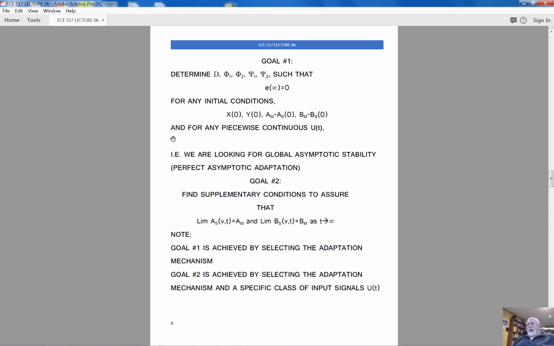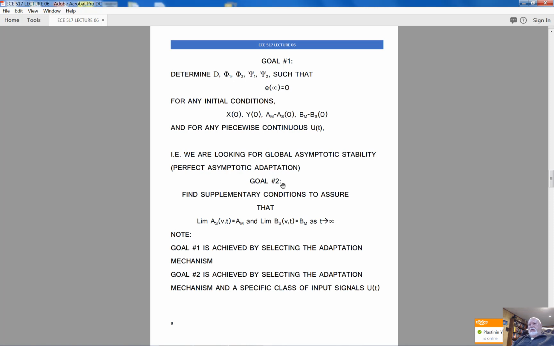There is an additional statement here. This is supposed to take place for any piecewise continuous input signal U. I would replace it by the verbiage for any realistic input signal U of t, because we will be working with realistic systems, and in any realistic system the input signal is expected to be piecewise continuous. All right, this was our goal number 1. We've been looking for conditions for global asymptotic stability or perfect asymptotic adaptation.